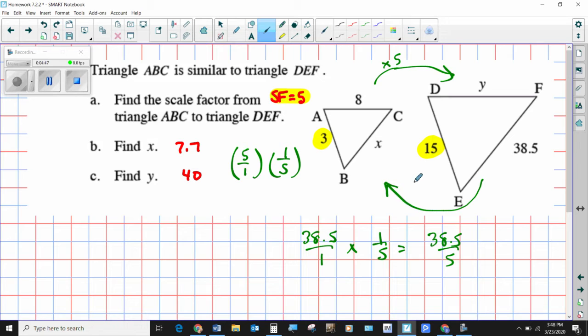So I'm a big fan of using this technique. Just treat it as a multiplication problem. When you're going from the smaller shape to the bigger shape, you've got to choose the scale factor that is greater than 1. And when you go from the larger to the smaller, choose the scale factor, its reciprocal, that is less than 1.